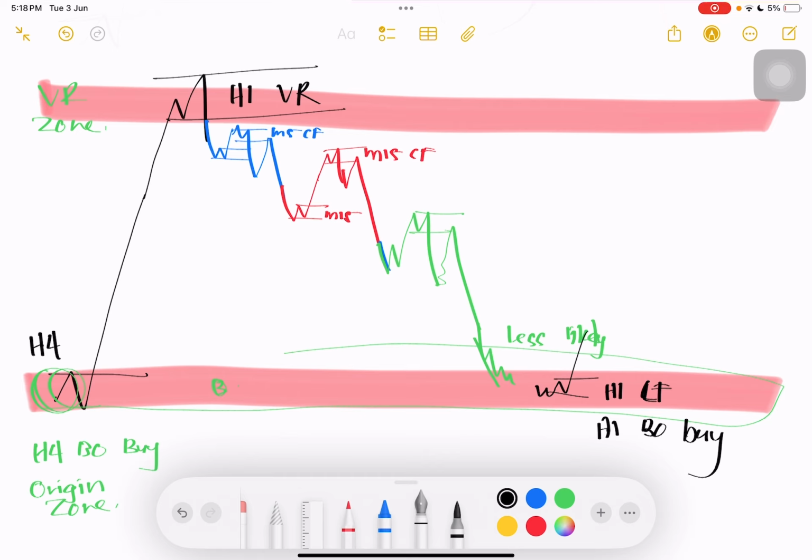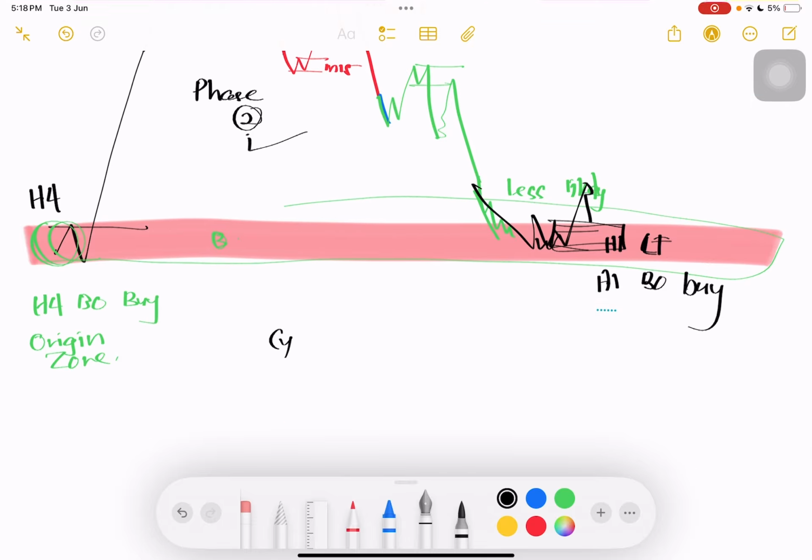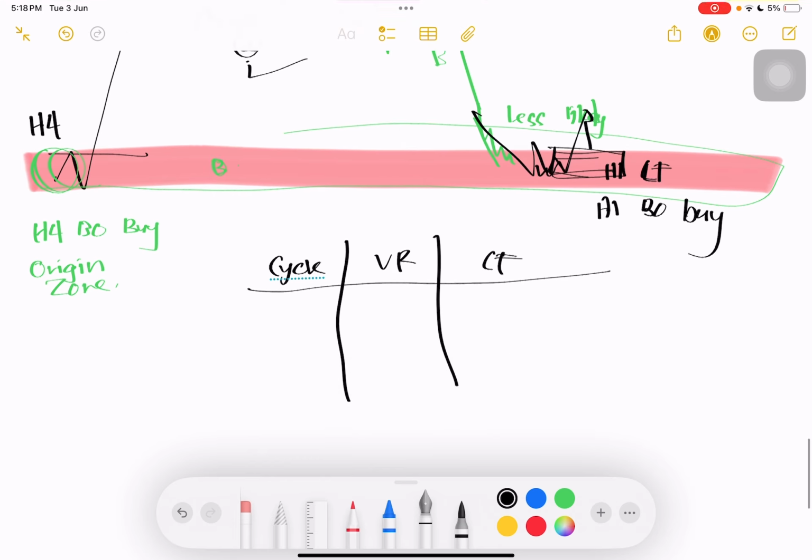Okay, H1 BO buy. And if H1 makes a breakout buy like this, so what I will do, phase 2 is already settled. Now what I will do, I will repeat the SOP using my market cycle. Okay, cycle TRCF. I just write it again so you can understand clearly.